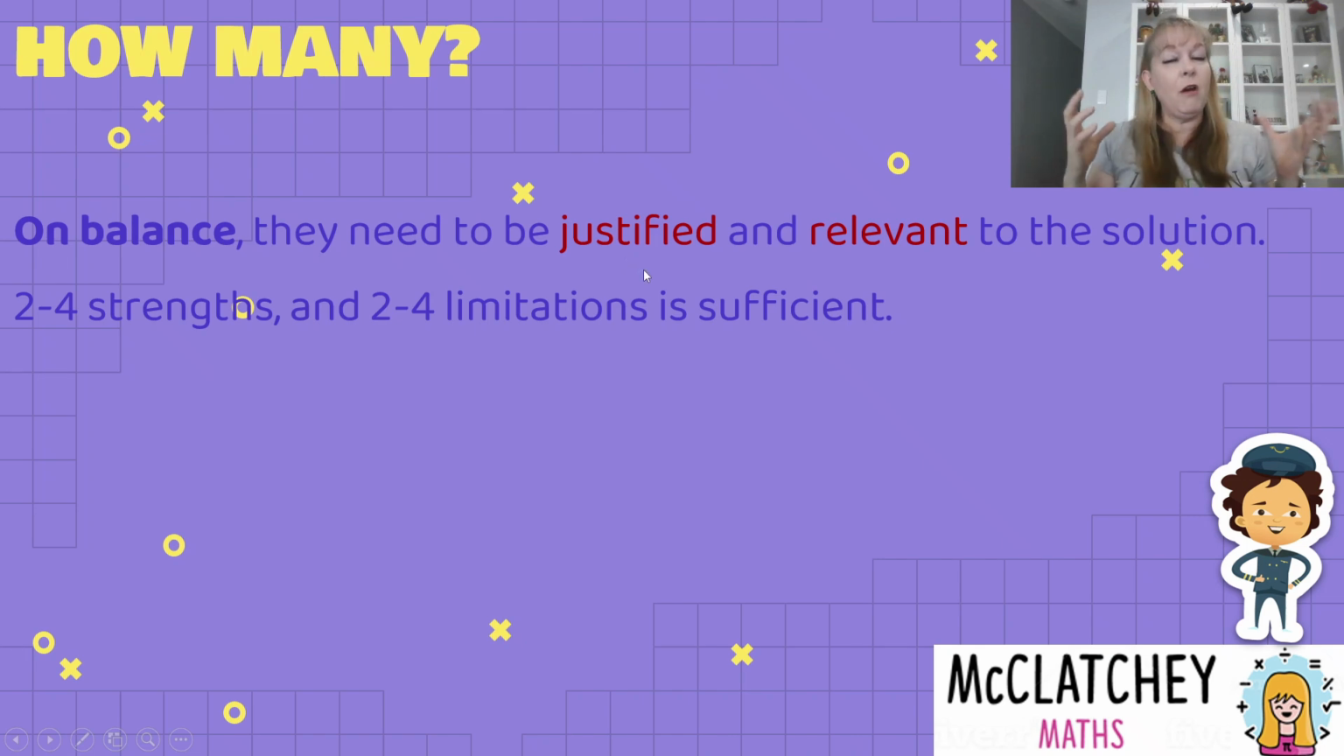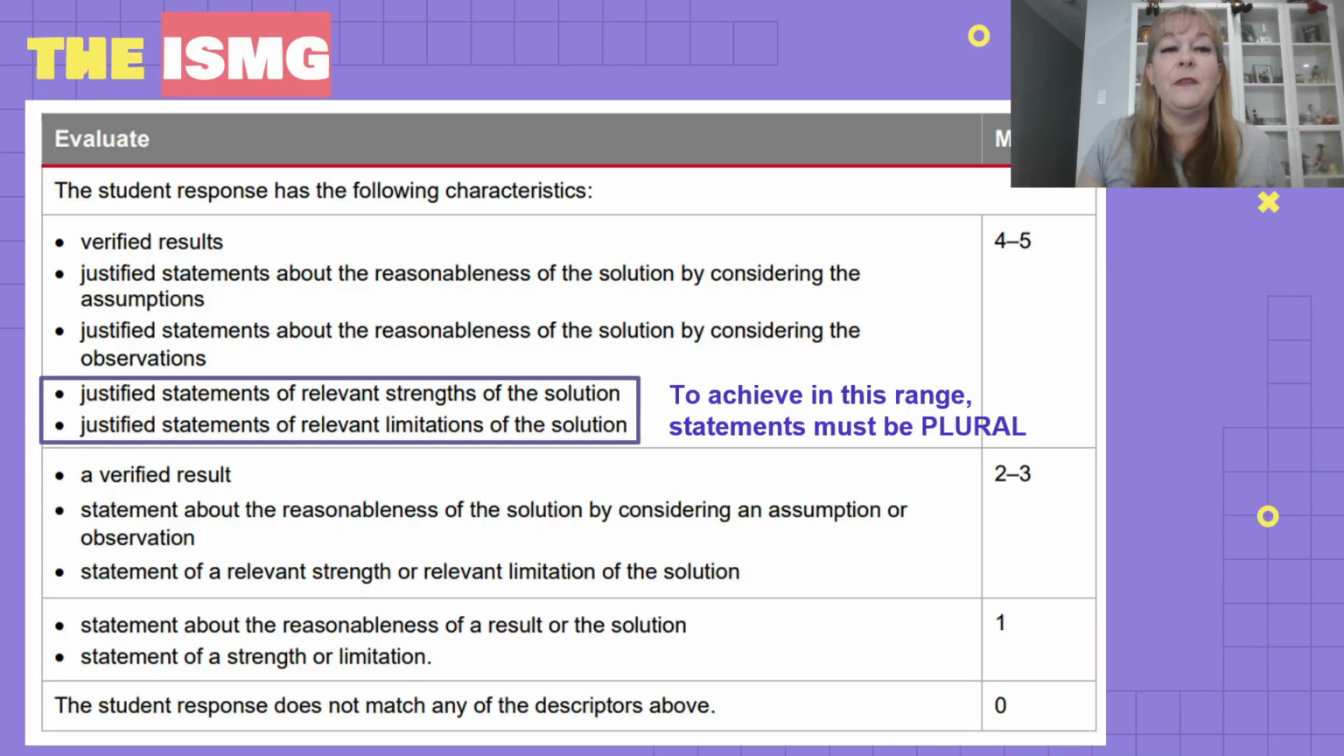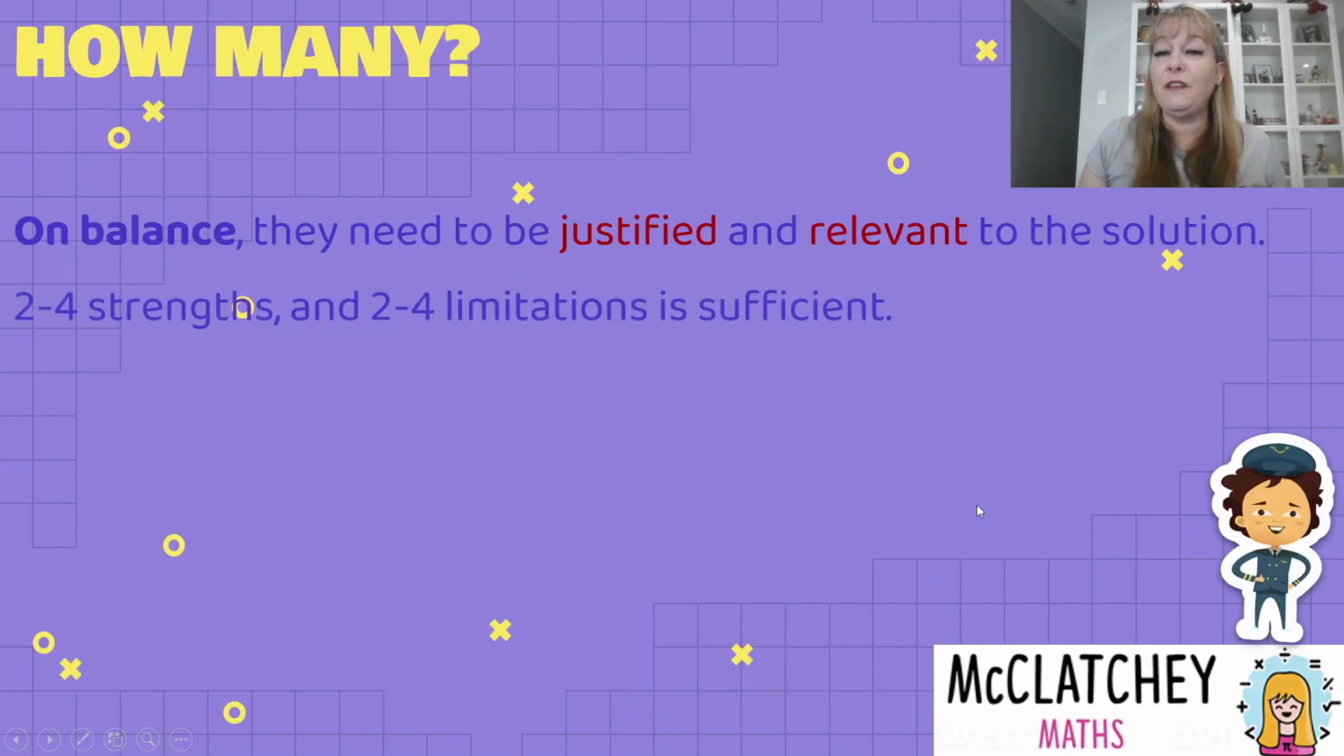So what I mean by on balance, let's say you do 10 and only 3 of them are justified and relevant. Even you might say, well, I've done plural, I've done 10, but 7 of those were not justified and relevant. So then straight away, you are not hitting this justified criteria, and even though you've done the work for 10, you've moved down to the 3 range. So you definitely want to make sure that you don't do too many.